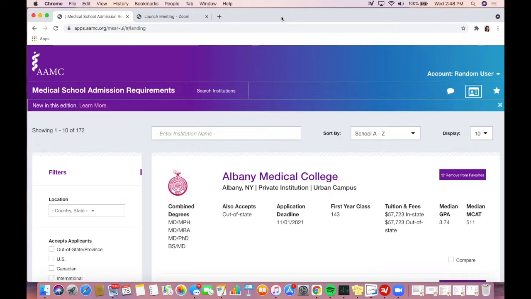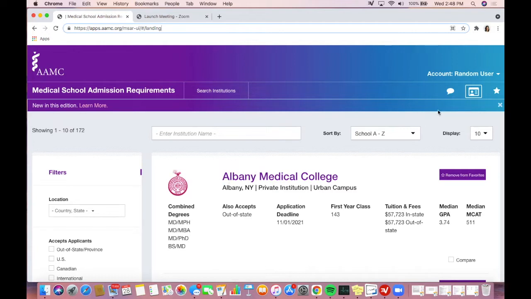One of the best resources that you can use to choose your schools and to decide where you should apply is the MSAR, or the Medical School Admission Requirements website, and that is through the AAMC. If you have trouble getting to the MSAR, you should focus on this address that I am highlighting here. You will have to register for an AAMC account in order to register for the MSAR.